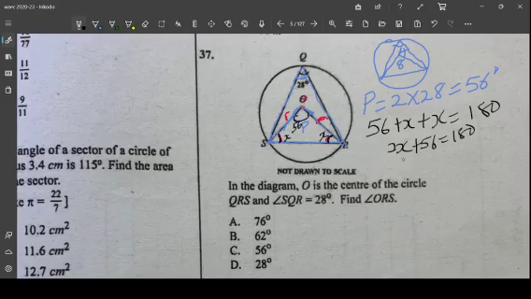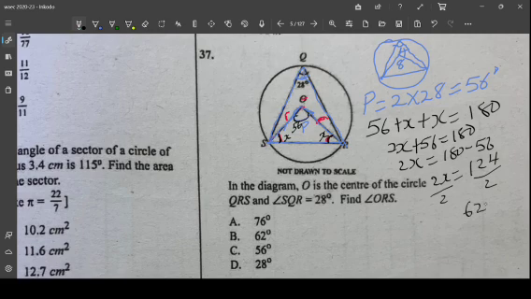When I collect like terms, 2x on the left, I will have it equal to 180 minus 56 degrees. All right. So 2x equals 180 minus 56 degrees. That gives me 124 degrees. So when I divide by 2, my x is going to be 62 degrees. And that's your answer.